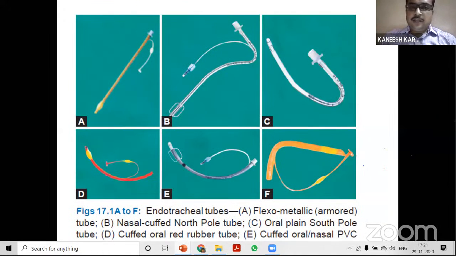This is the endotracheal tubes. This is a nasal cuffed north pole tube. This is a plain south pole tube. And why we need to know about endotracheal tubes is for general anesthesia. In general anesthesia, they give something called the inducing agent and maintenance agents. That is an injection which is given to anesthetize the patient.